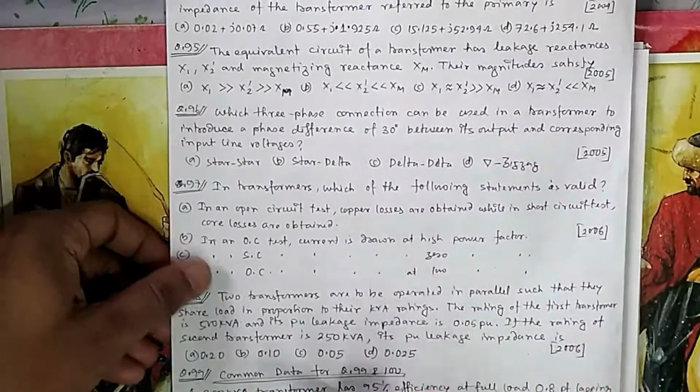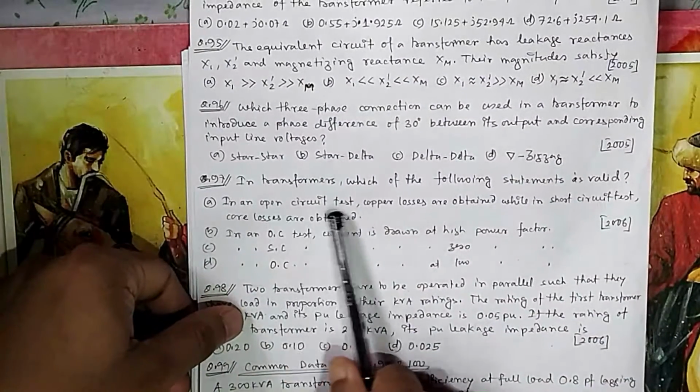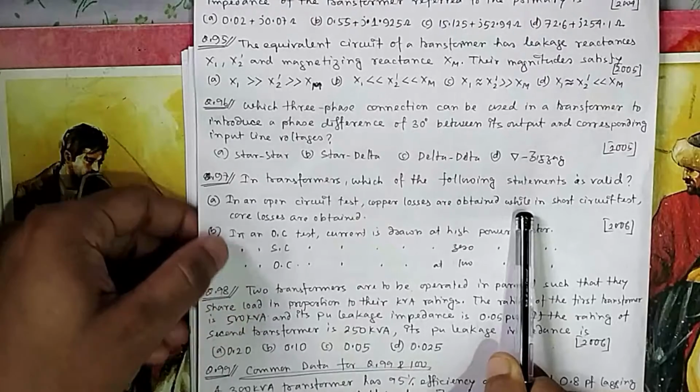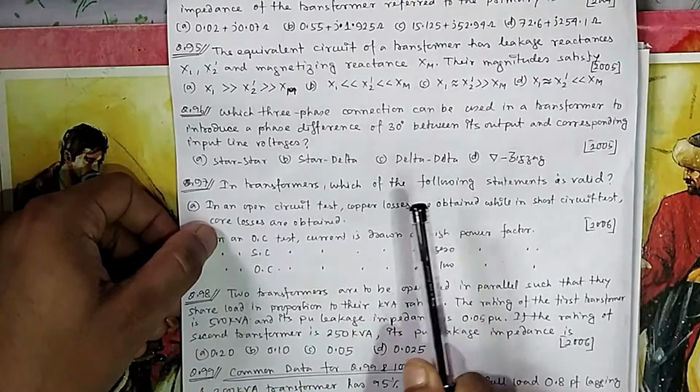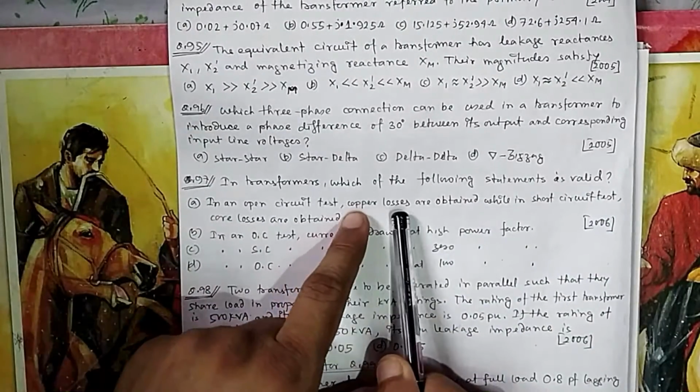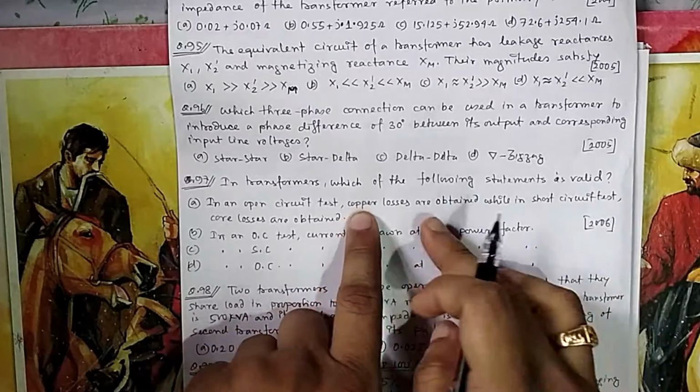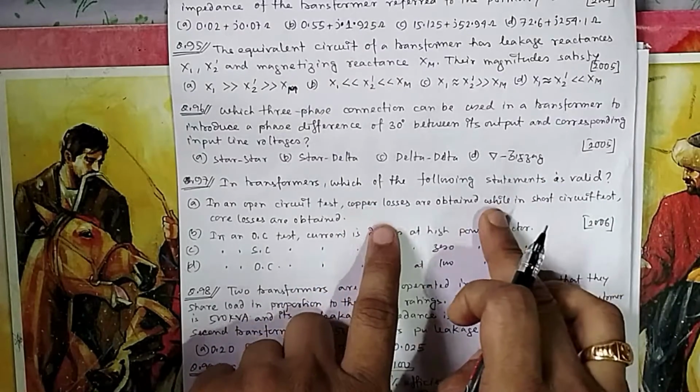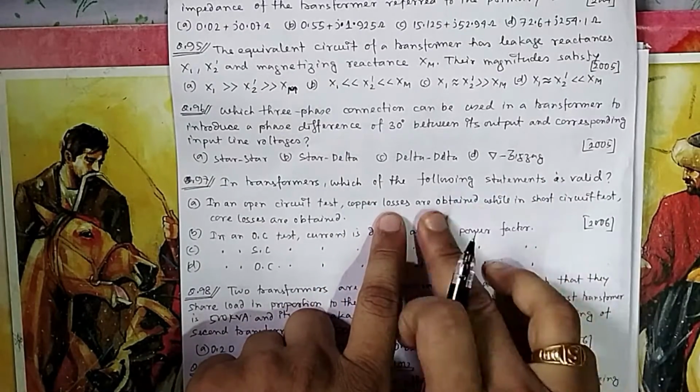Now if you come to 97, in a transformer the following statement is valid. In an open circuit test, the copper loss is obtained. In open circuit means no current, so minimum current is flowing. So how will copper loss come? Copper loss is always I square R, so it depends on I square. So copper loss is never obtained, you cannot do it.